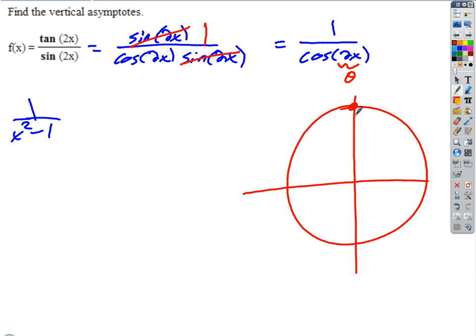Where else? 3 pi over 2. Where else? Keep going, right? You could go 5 pi over 2, 7 pi over 2. We could go backwards, negative pi over 2, negative 3 pi over 2, etc. Infinite number of answers, right? How could we say all of them? What do they all have in common? If I start to write that list, what are those? How would you describe those?